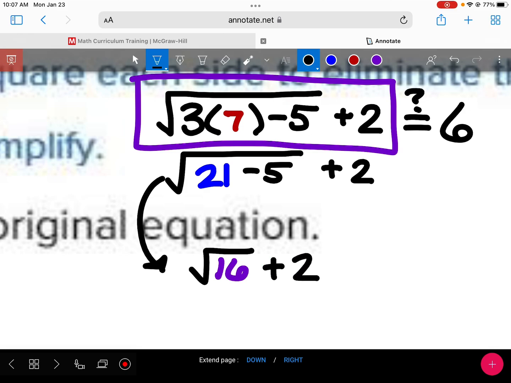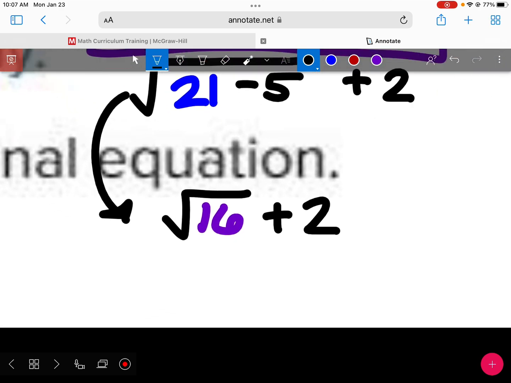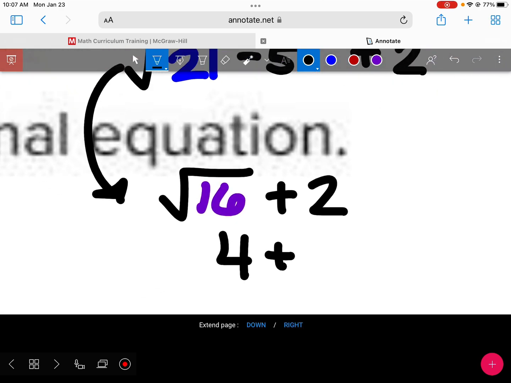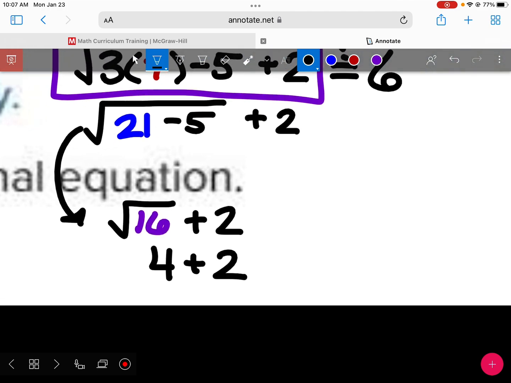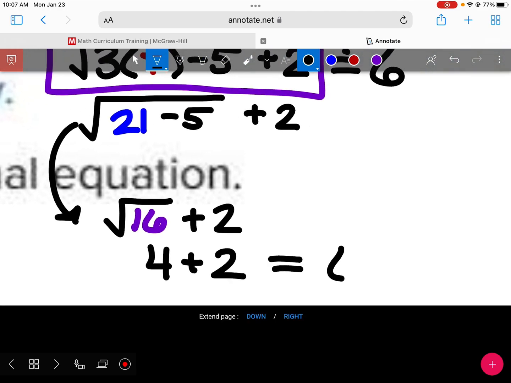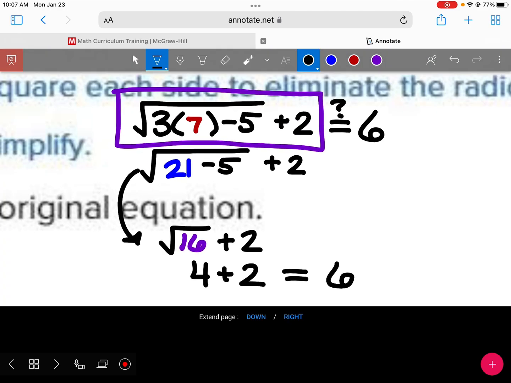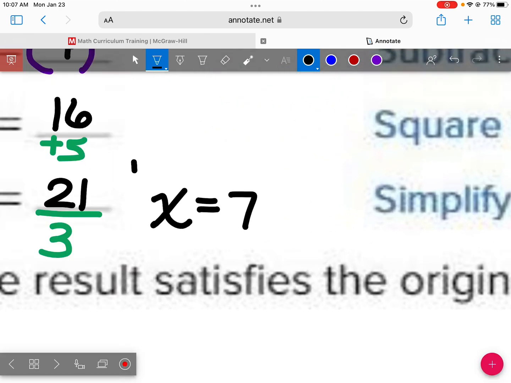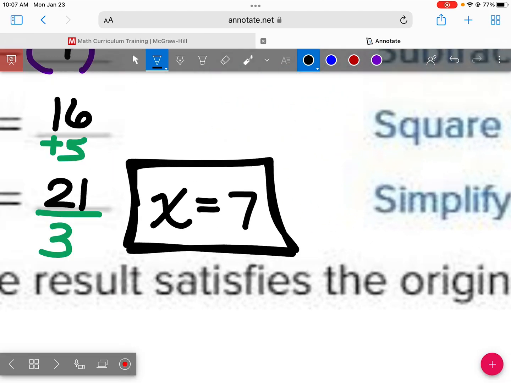Do we know what the square root of 16 is? So I have 4 plus 2, and what is 4 plus 2? What did I have on the other side of the equal sign originally? 6. Did it come out to be the same? Then this checks. So I know that x is equal to 7. That is the right answer. I checked it. That is the right answer.